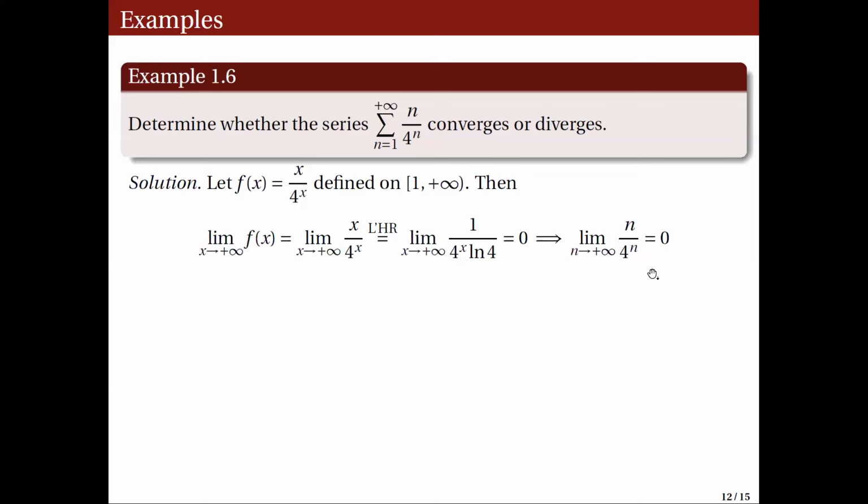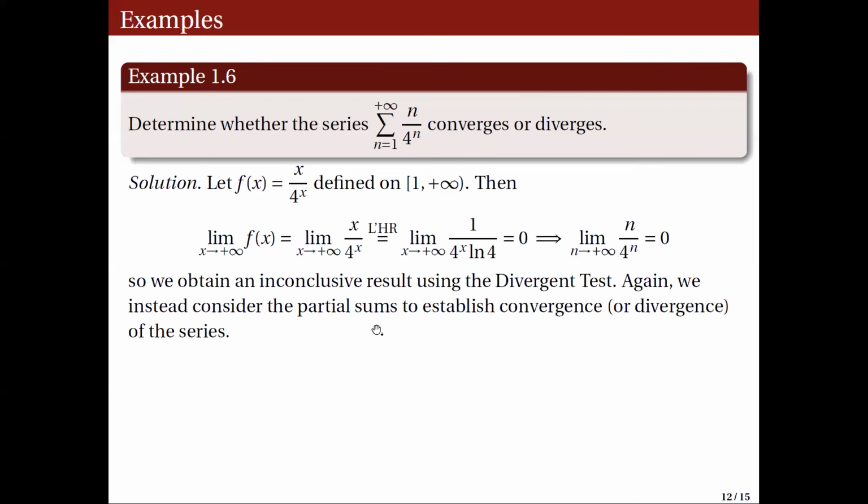So we will use this limit later. And by the divergence test, we have an inconclusive result. So again, just like in the previous example, we have to consider instead the partial sums to establish the convergence or divergence of the series.